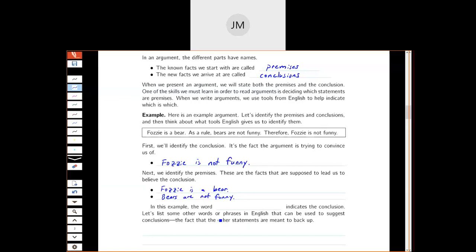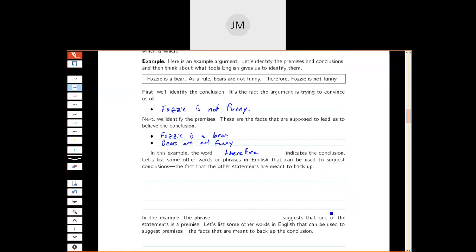Okay, and what I want to do here with this argument is look at how it's structured and what extra language around it might signify a premise versus a conclusion. So in this example, right before the conclusion, we can see therefore, right? And that might be a keyword to tell us, okay, this following statement is a conclusion. So the word therefore indicates a conclusion in this example.